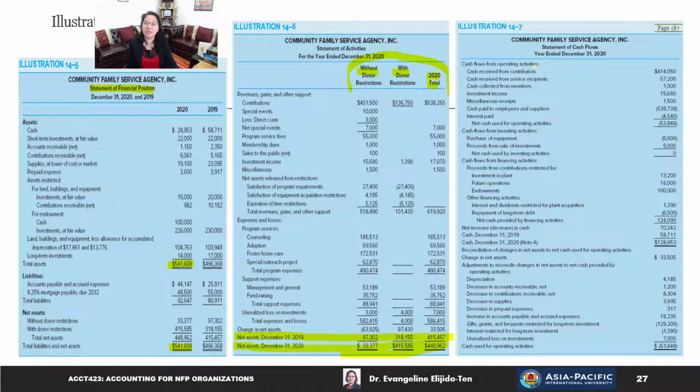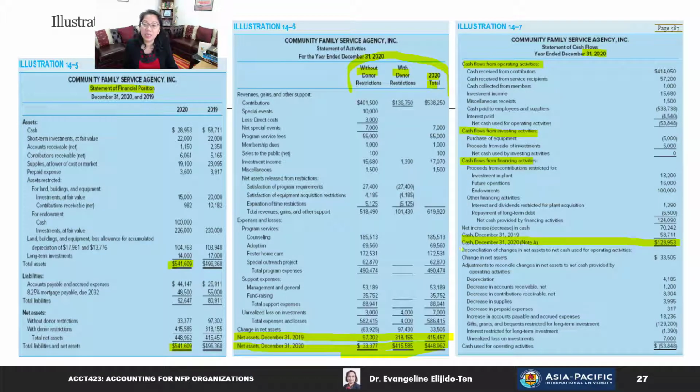And here we have the statement of cash flows for the year ended 2020. And this one is using the direct method for cash flow from operating activities. The cash flow from investing activities is provided here, and the cash flows from financing activities here. And you are also shown here the cash at the end of December 2020.